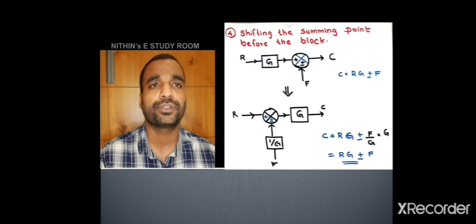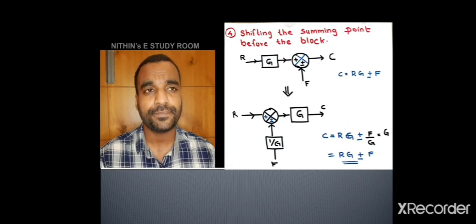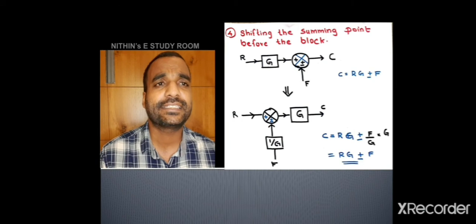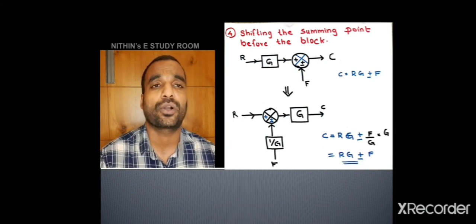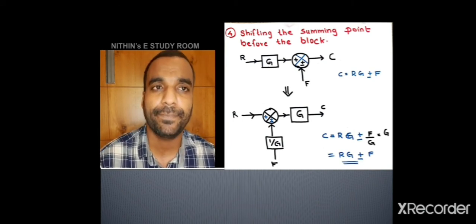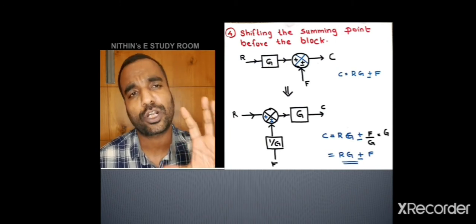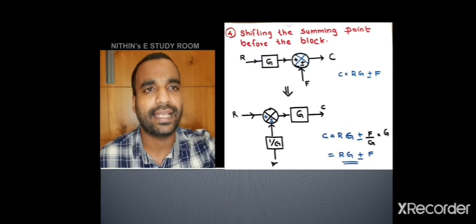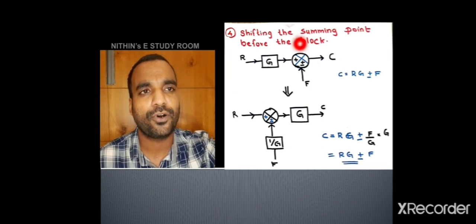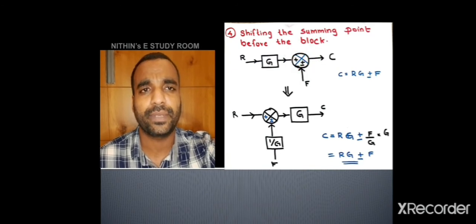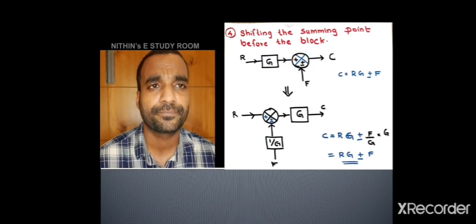Now we are going to the fourth point. Shifting the summing point before the block. What is a summing point? Summing points are normally represented by a summer like this. It will be a 4-dimensional block. It will have the capacity to connect 4 terminals to it. It may be input or output terminals.